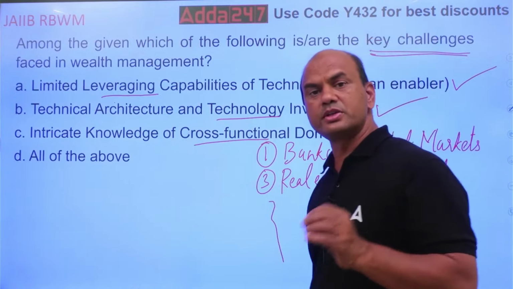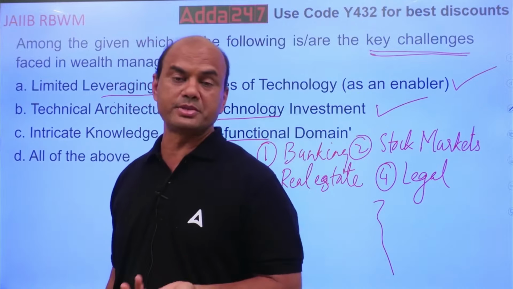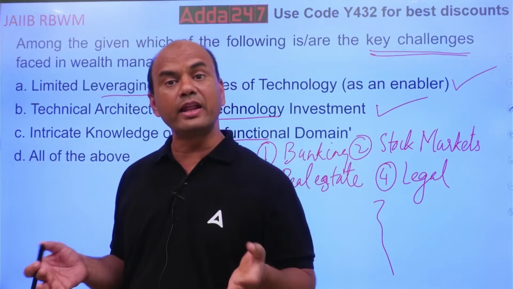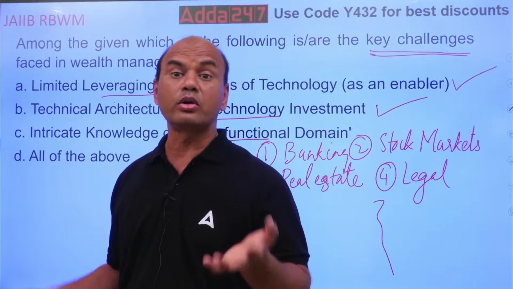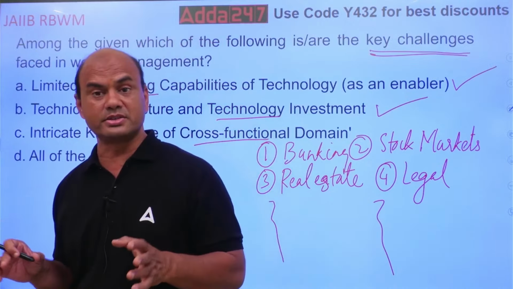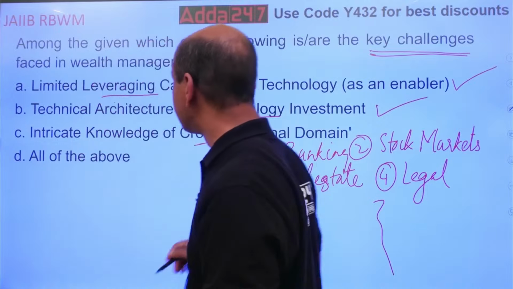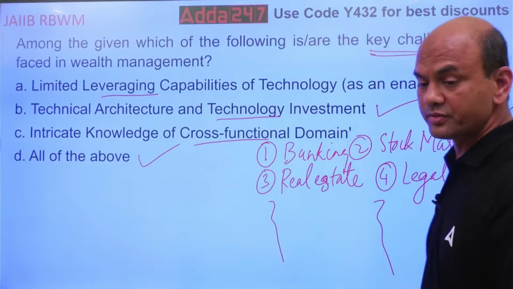You should have a knowledge of all the sectors. Because what are you doing in wealth management? You are taking the money of someone and investing. So whenever you are having someone else's money, a lot of responsibility comes on your shoulders. So that's why you must have all the cross-functional knowledge. So all of these. Okay? Answer is all of these.